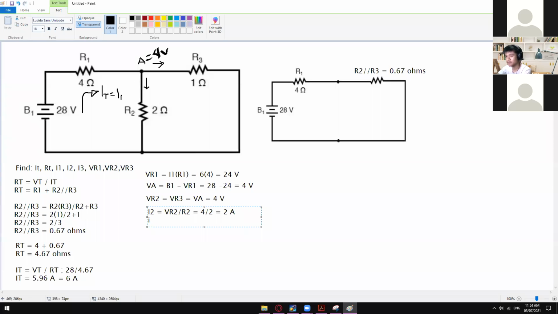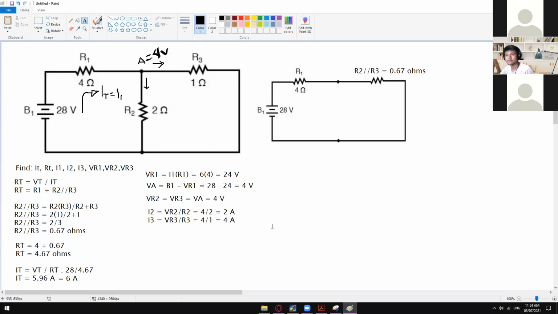Okay, so the same concept with the I3. I is equal to V divided by R, or I3 is equal to VR3 divided by R3. In here we still have 4 volts for VR3, divided by 1 ohm. So in here we have 4 amperes.